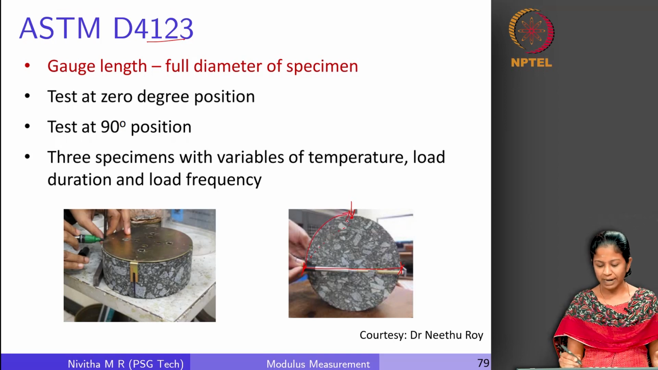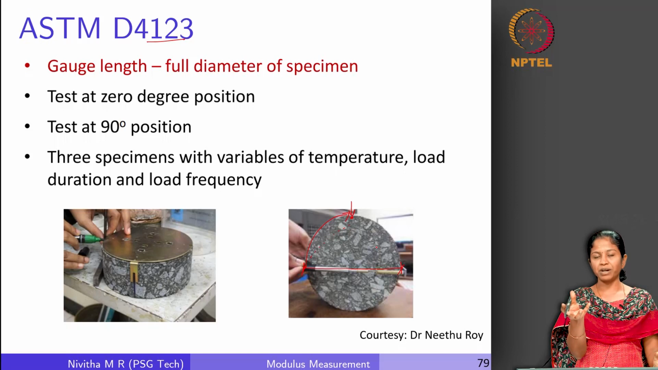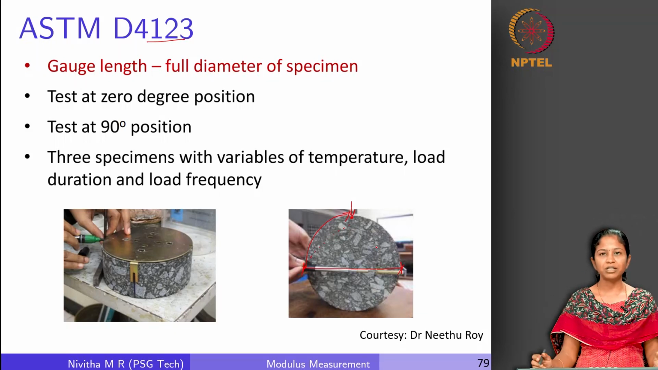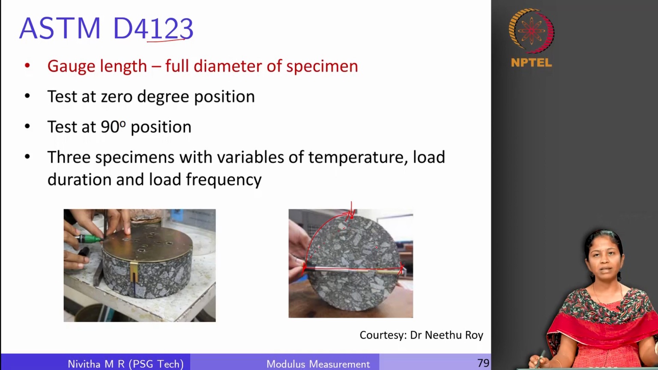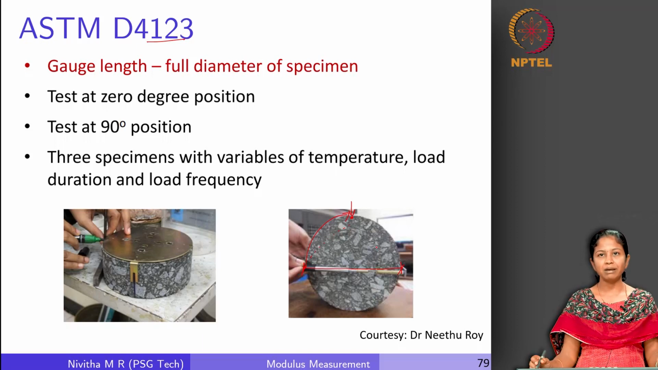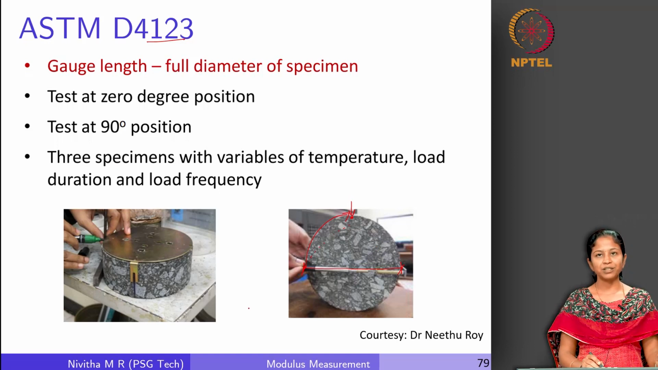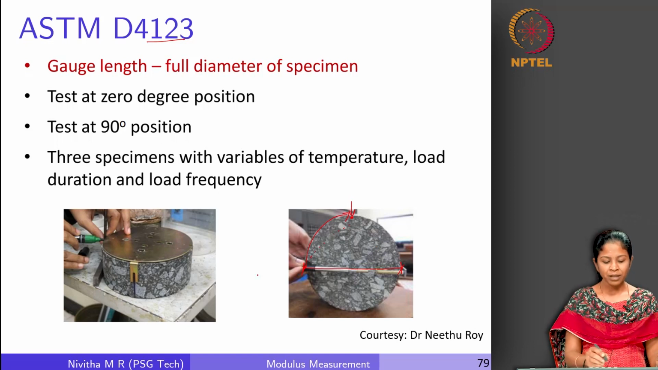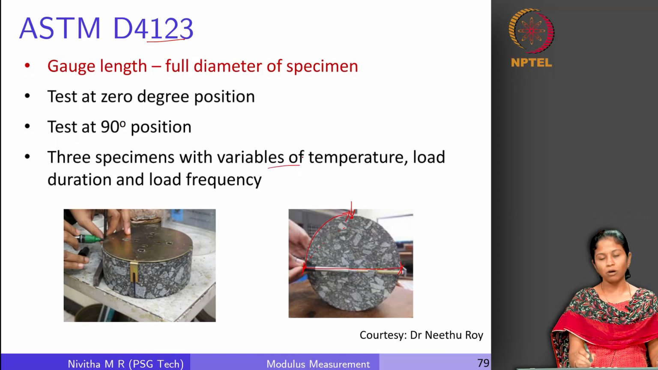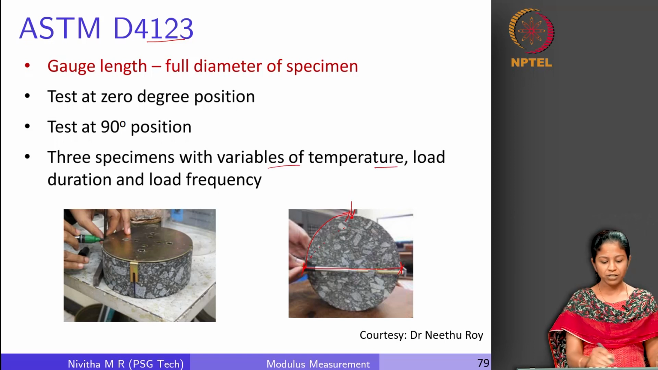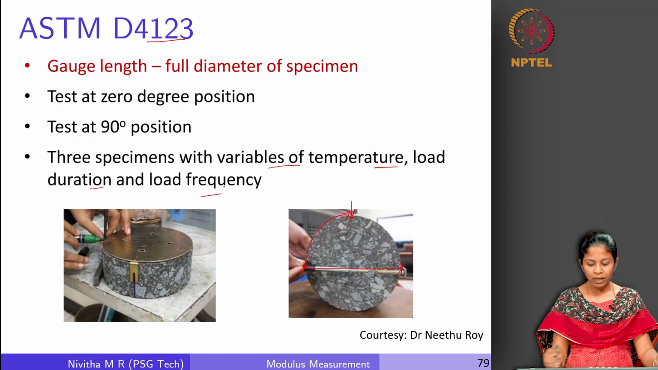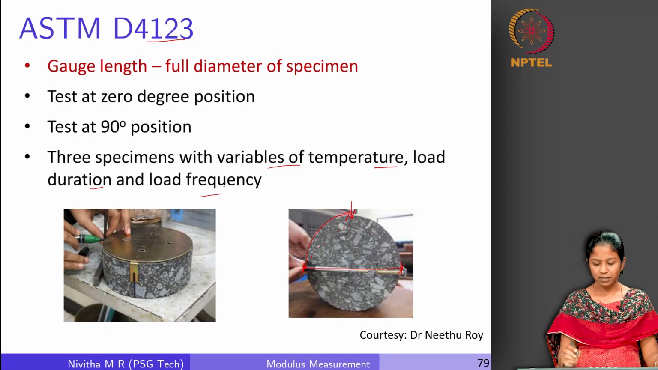I rotate the whole sample by 90 degrees and then I measure the deformation again. Do the same test again on the rotated position and then we measure the deformation. We are supposed to test 3 specimens just to ensure the repeatability. So, these 3 specimens could also be with variables of temperature or different load duration or even different loading frequency, right. So, these are the measurements that we are supposed to take.